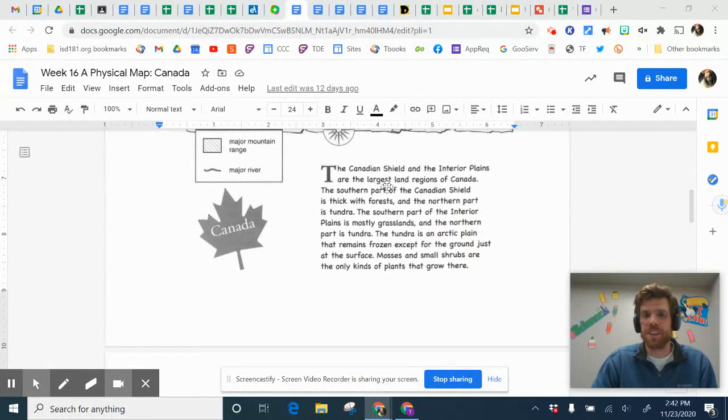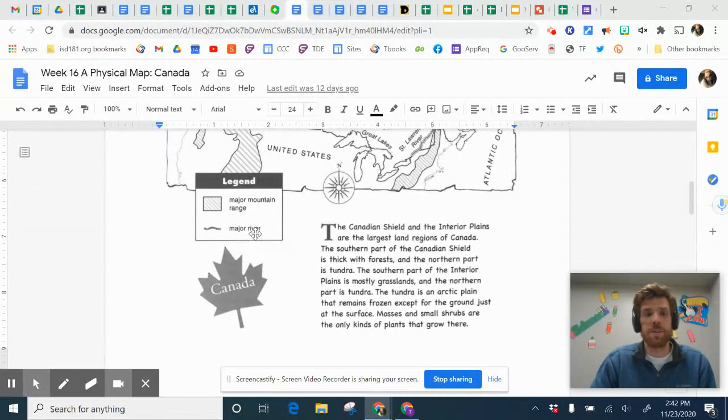The Canadian Shield and the interior plains are the largest land regions of Canada. The southern part of the Canadian Shield is thick with forests, and the northern part is tundra. The southern part of the interior plains is mostly grasslands, and the northern part is tundra. The tundra is an Arctic plain that remains frozen except for the ground just at the surface. Mosses and small shrubs are the only kinds of plants that grow in a tundra.